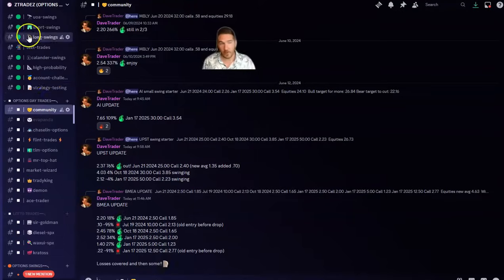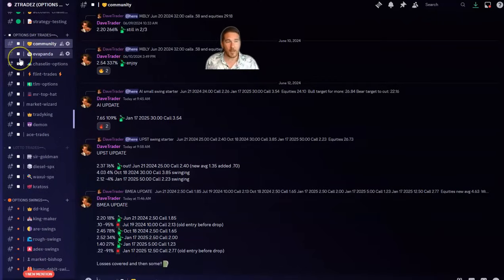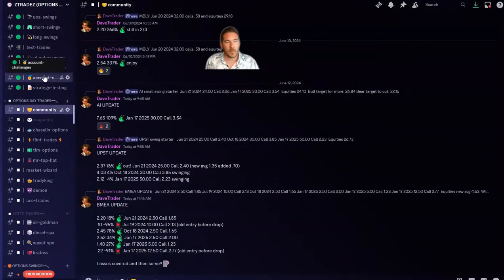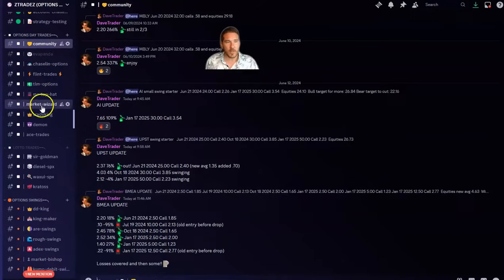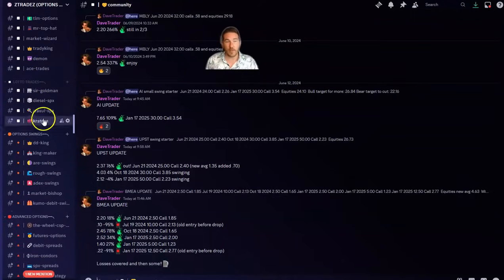Over here, in the green, it's me. And the white, I'm known as Bullwinkle in the server. And the white over here, we have options day trades. Lots of different traders here. We have our lotto trades. A lot of these traders like to post SPX options, which can be very, very risky, but also very profitable.